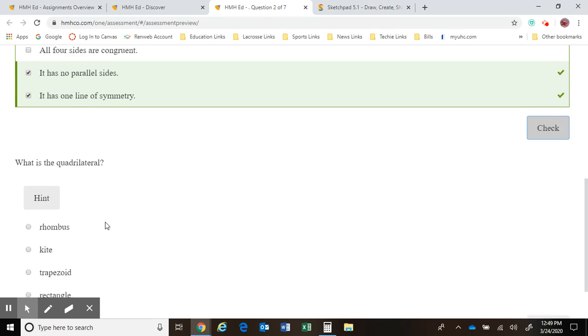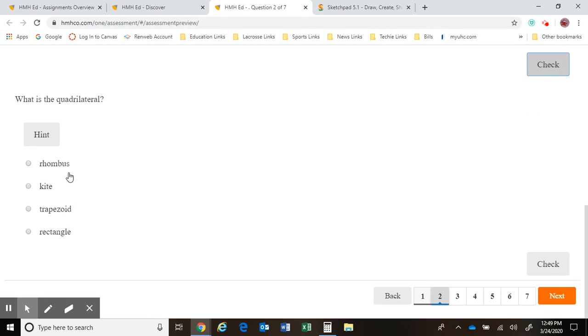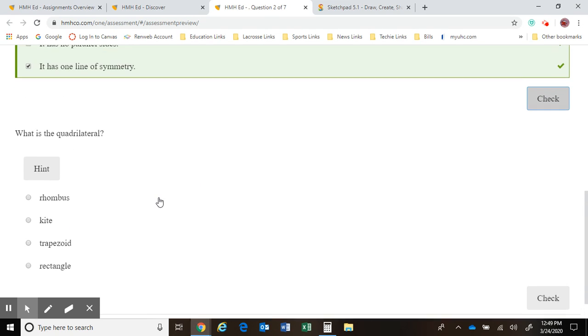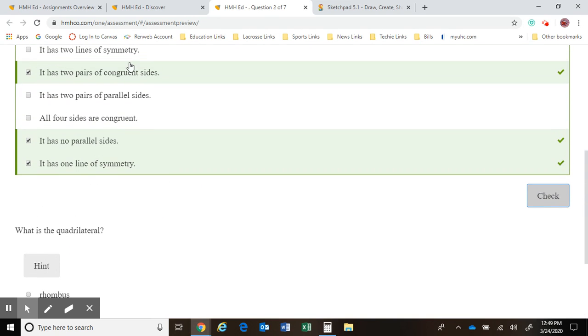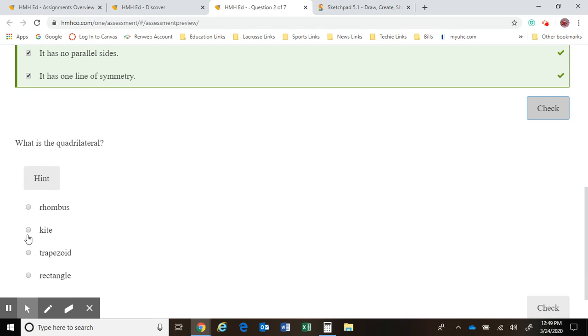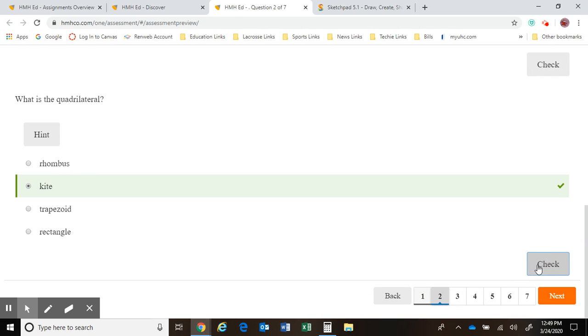Now, this is what is a quadrilateral? So let's talk about naming all these. A rhombus, that's a quadrilateral that has 4 sides that are congruent. Now, a kite is a 4-sided figure that has 2 pairs of congruent sides. That's actually my answer. A trapezoid is a 4-sided figure with 1 set of parallel lines. Of course, you know a rectangle is a 4-sided figure that has 4 right angles and 2 sides that are congruent. Okay, let's check it, and we are correct.